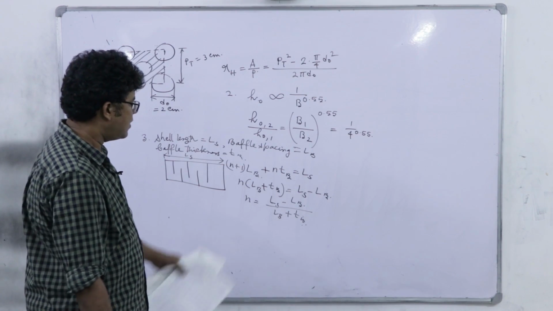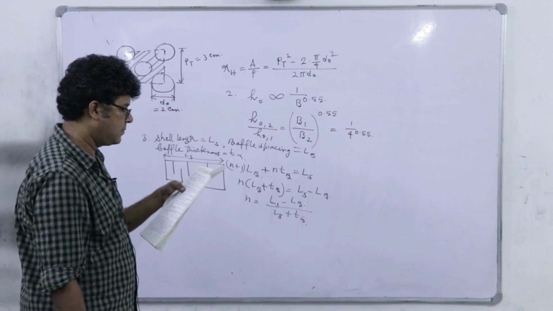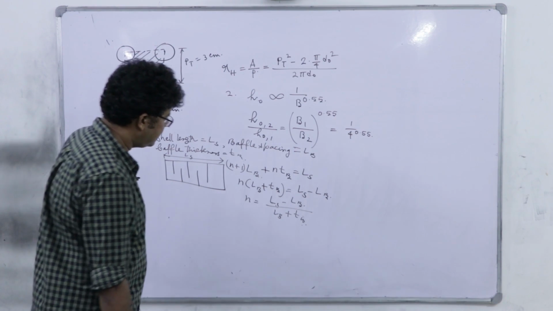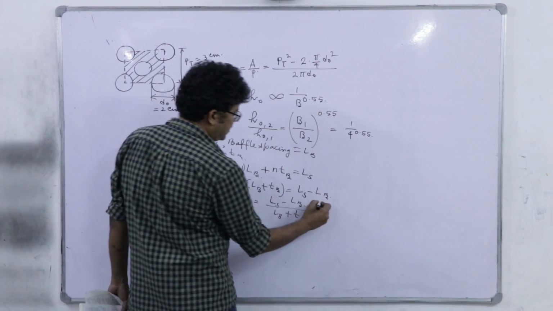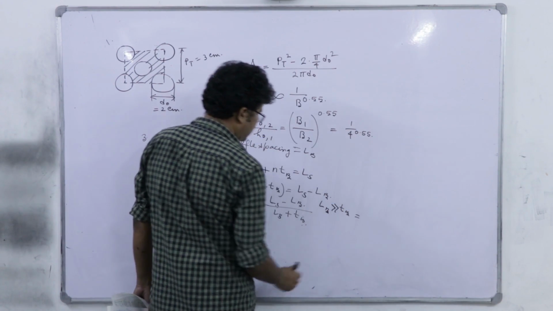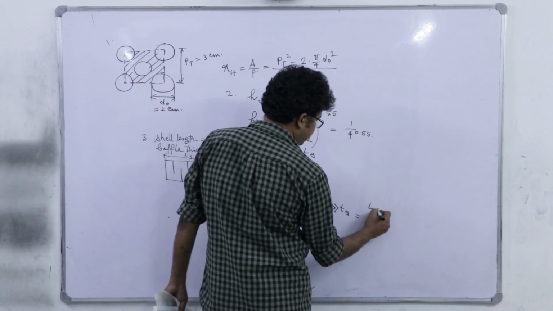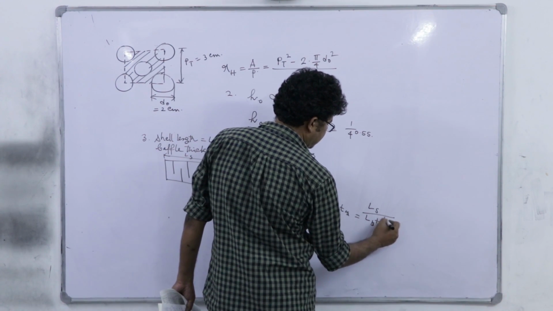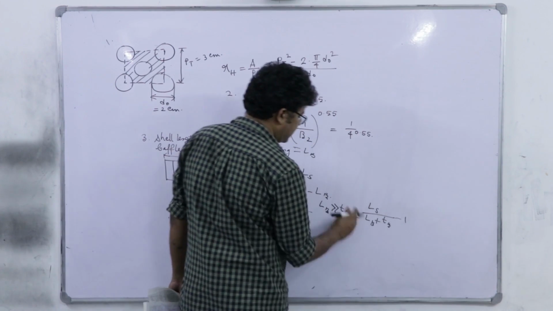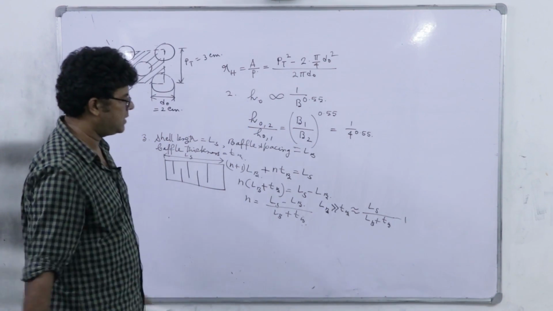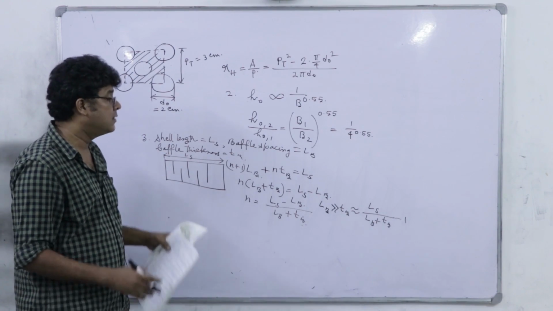However, there is no such option. In order to match that option, as LB is much greater than TB, we can write that this is Ls divided by LB plus TB minus 1 approximately. In the second term, we are neglecting this TB because this is close to 1. So that is the answer.